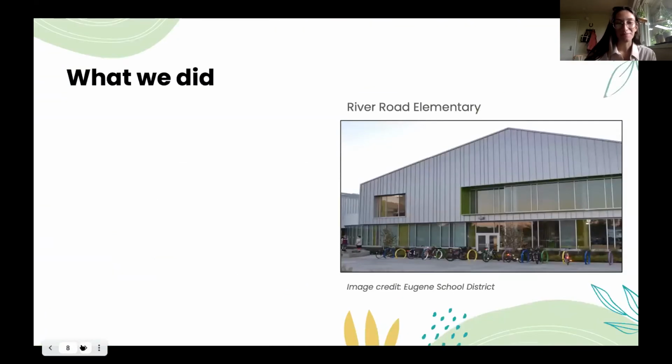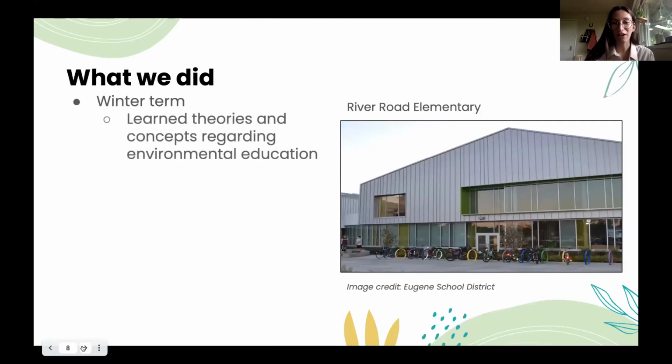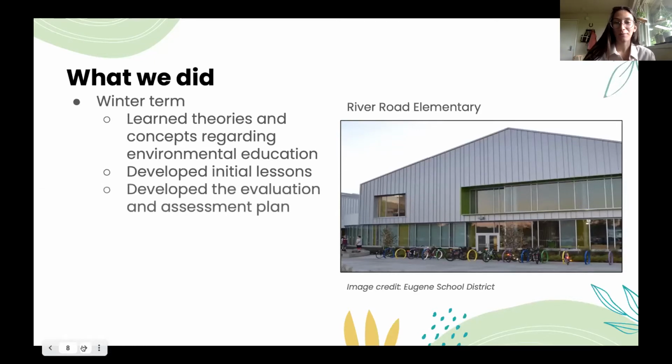So what we did in winter term is we learned theories and concepts regarding environmental education. We developed a 7-week curriculum for 3rd, 4th, and 5th graders. That was a total of 21 ecological lessons to be taught by us in spring term, and also to be used by the partners in Guanajuato and for future ELP students in this project. And we also created an evaluation and assessment plan, which was how we plan to collect data on reaching the learning outcomes and goals of the lessons. And then this spring, we continued to develop lessons and revise all of our teaching materials.